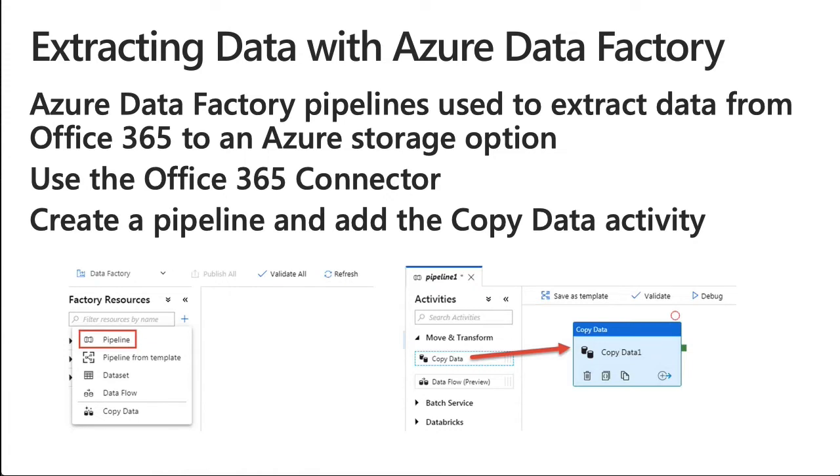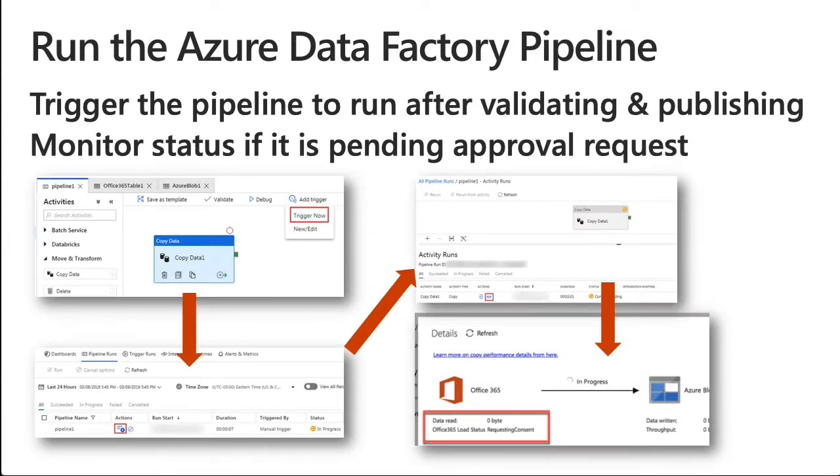Now, Azure Data Factory pipelines are used to extract the data from Office 365 to an Azure storage. You're going to use the Office 365 connector to do this. So you're going to create a pipeline and add the copy data activity. Once you've done that, you're then going to run the Data Factory pipeline. The way you do this is you're going to trigger the pipeline to run after you validate and publish everything associated with that copy data function. Now, there are a lot of pieces to this when you define on the copy data what the source is and what the target is. We'll see that in the demo in just a few minutes.